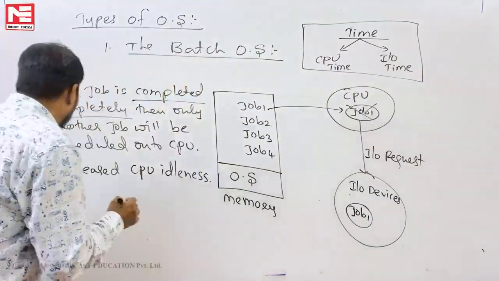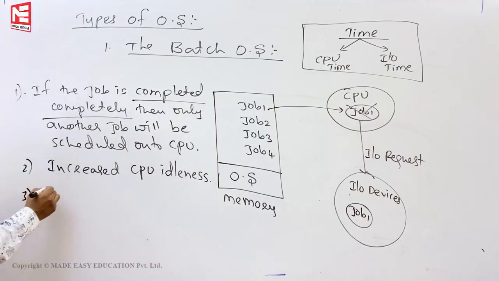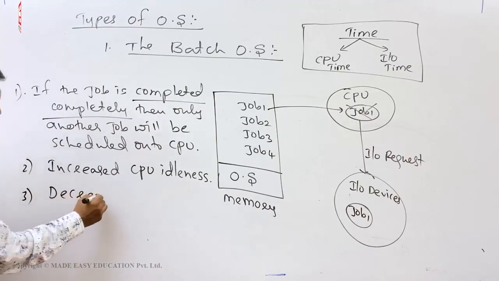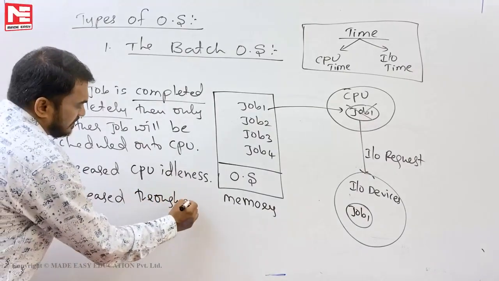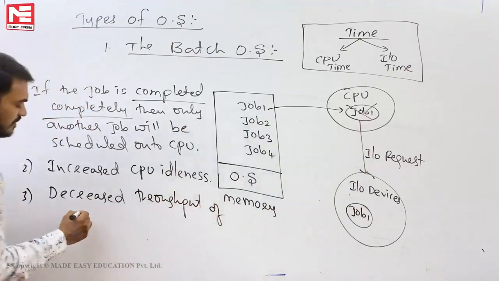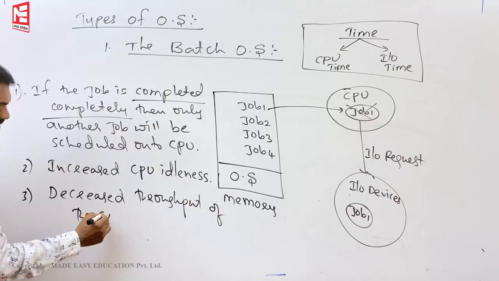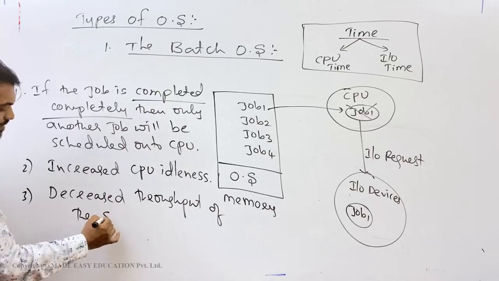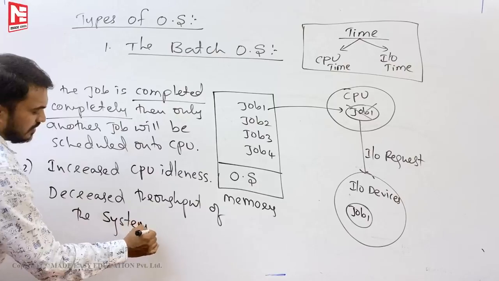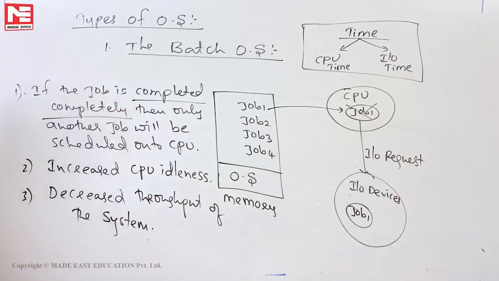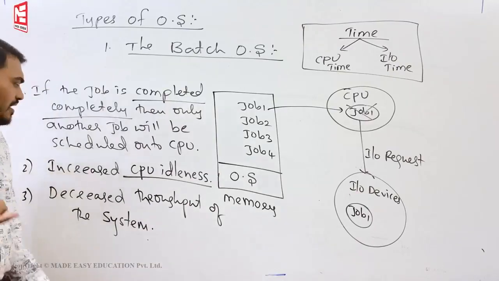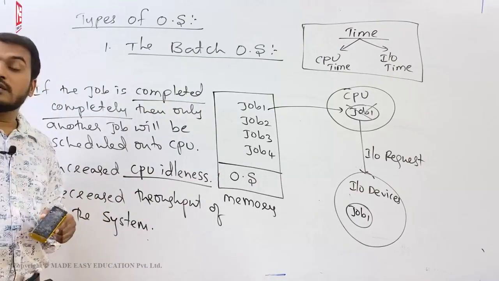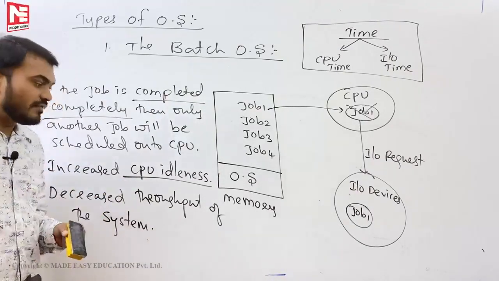Understand here, what's the problem? Note down the next point: decreased throughput of the system. So the CPU idleness increases, the CPU is idle for more amount of time. If the CPU is idle for more amount of time, what is the effect of that? The throughput of the system will decrease.